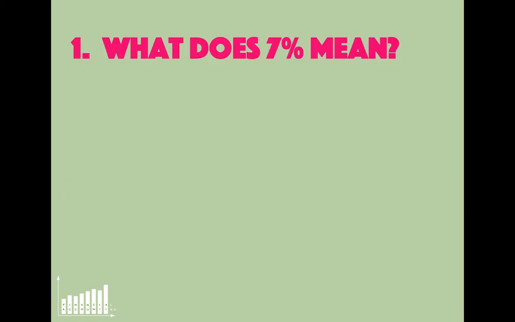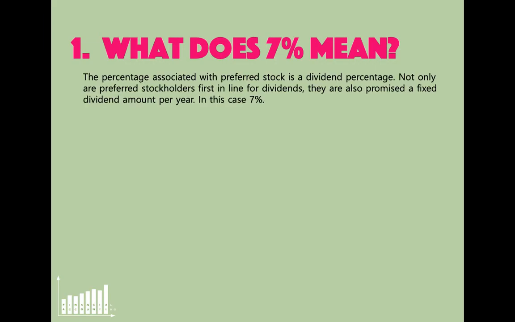So what does 7% mean? The percentage associated with preferred stock is a dividend percentage. Not only are preferred stockholders first in line for dividends, they are also promised a fixed dividend amount per year. In this case, 7%. But 7% of what?